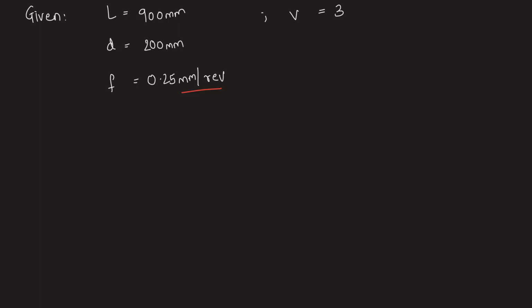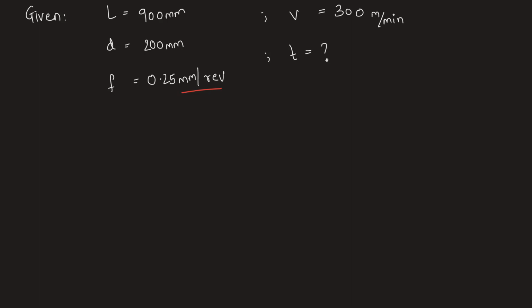Let's find out. I'll start by writing the given things. Length of the job, let that be capital L, is given as 900 mm. The diameter is given as 200 millimeters. Feed rate is given as 0.25 millimeter per revolution. So pay attention to the unit that is given, it's millimeter per revolution. Cutting speed V is given as 300, it's in meter per minute. We have to find out the machining time.